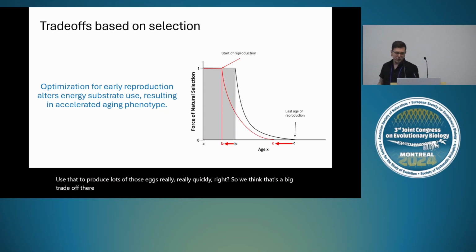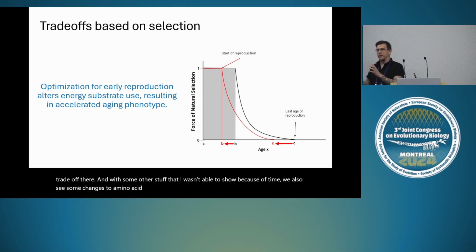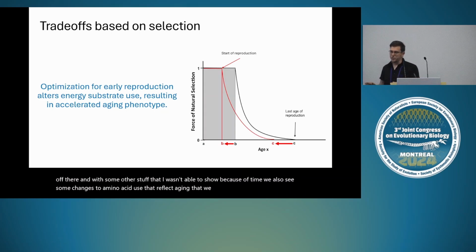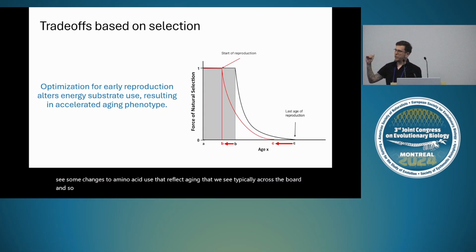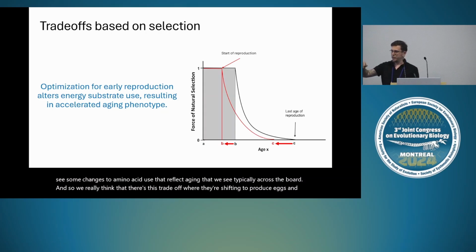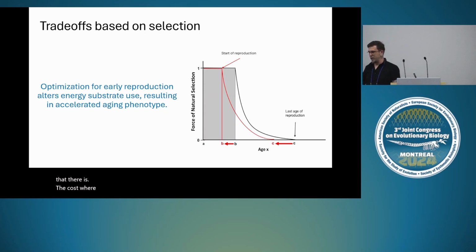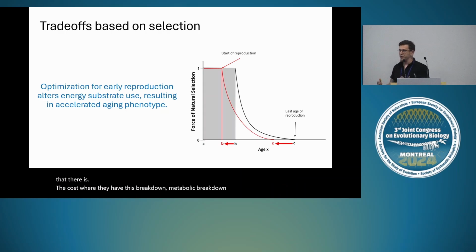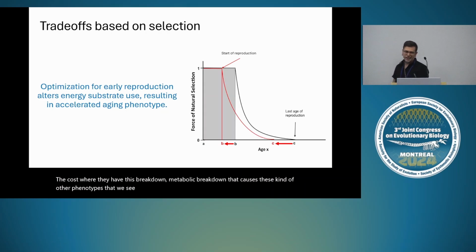And with some other stuff that I wasn't able to show because of time, we also see some changes to amino acid use that reflect aging that we see typically across the board. And so we really think that there's this trade-off where they're shifting to produce eggs and that there's the cost where they have this metabolic breakdown that causes these other phenotypes that we see with the accelerated aging.